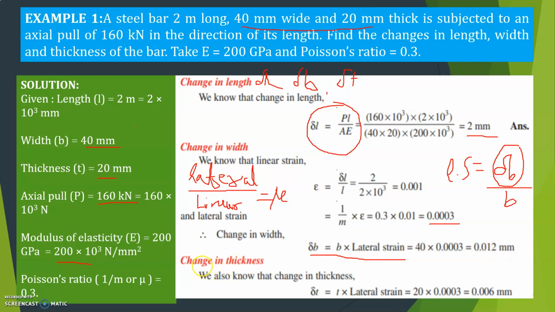Similarly, if you find the change in the thickness, that is also lateral strain. So lateral strain is also equal to the change in the thickness divided by the original thickness. Correct? We want this delta T, so delta T is nothing but lateral strain into T. Lateral strain into 20, you get this answer. So like this you can calculate the change in the length, the change in the width and the change in the thickness.